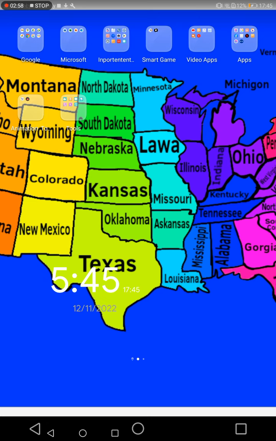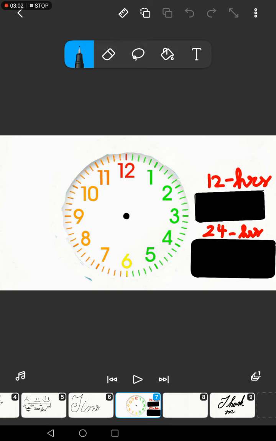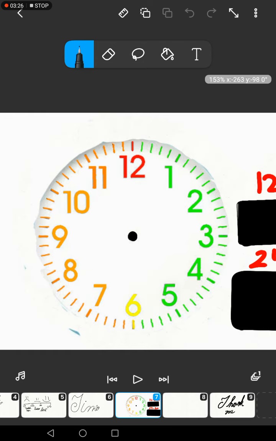So let's talk about this. There's a short note. AM and PM are used in the normal clock because the earth rotates in one day, it rotates 24 hours. So the 12 hours clock should rotate 2 times. So now let's start.